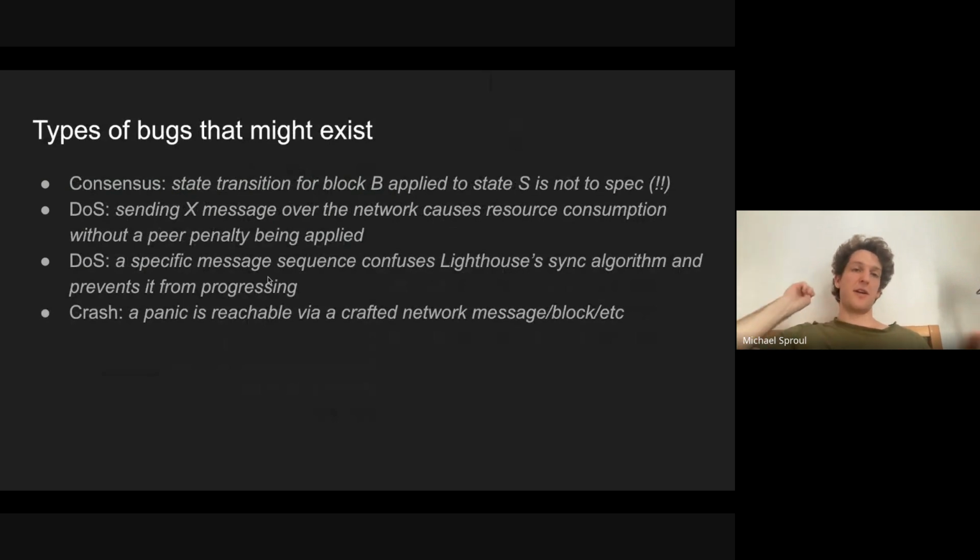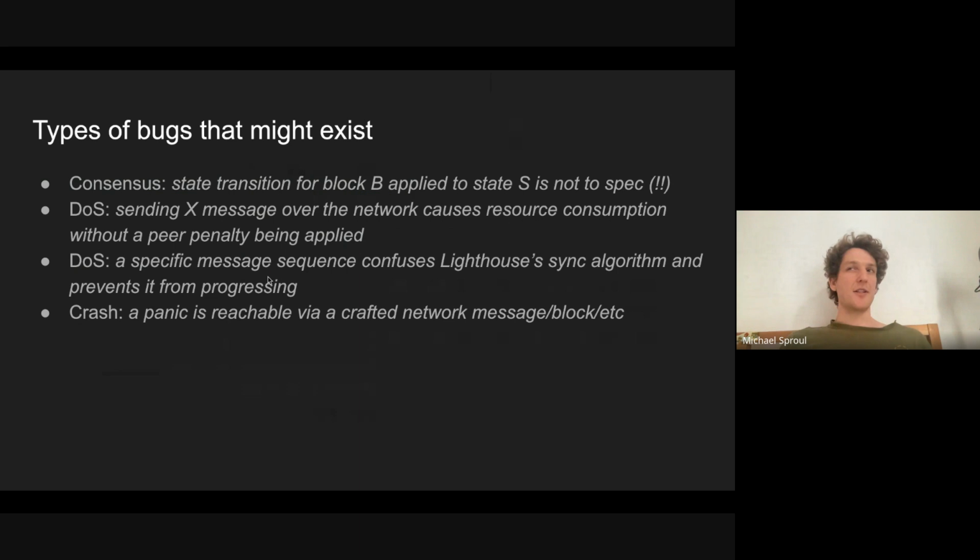I've hinted at a few of these already, but here are some types of bugs that might exist in Lighthouse, which you could try and look for. The number one, which would be a guaranteed crit, would be a consensus bug. So if there's a state transition for some block B on top of a state which does not follow the spec, so if the spec says the resulting state should be one thing and Lighthouse says the resulting state should be something else, that's a really, really bad bug because this is one that could split the network.